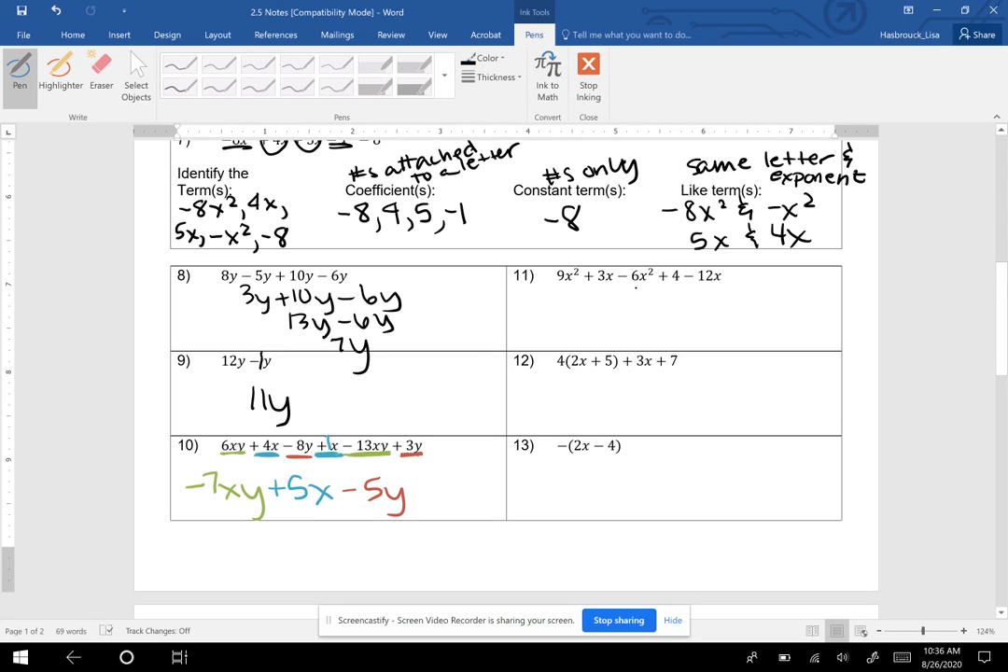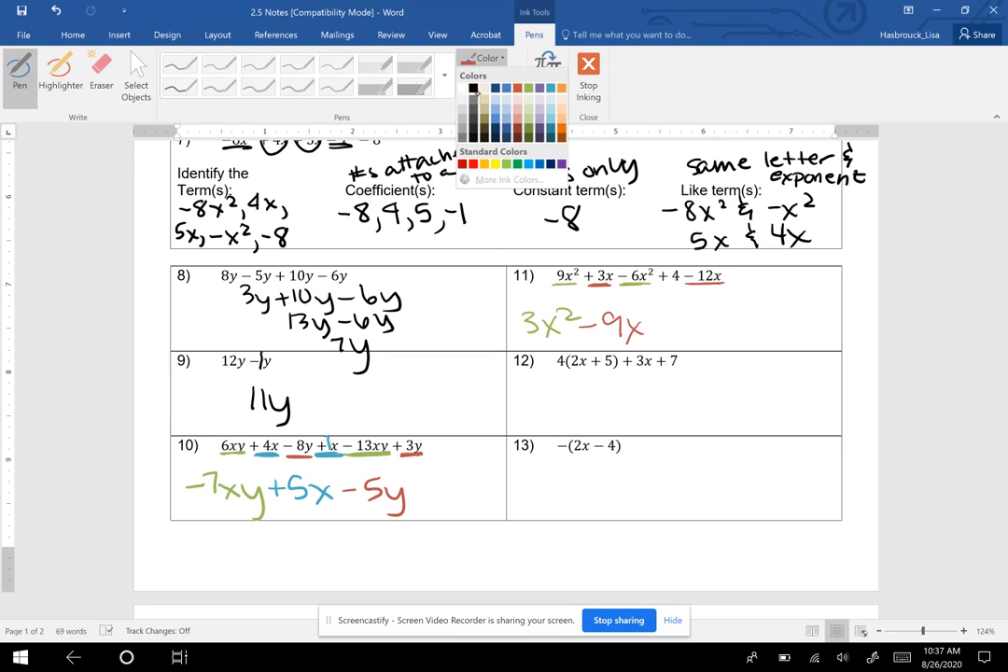For number 11, we're following the same process. 9x squared minus 6x squared. They both have an x squared, so I can combine them. 9 minus 6 is 3, so I have a 3x squared. 3x minus 12x. 3 minus 12 is negative 9. We have an x. And then we can just attach that plus 4 to the end.